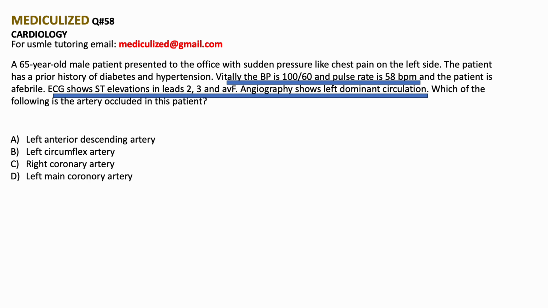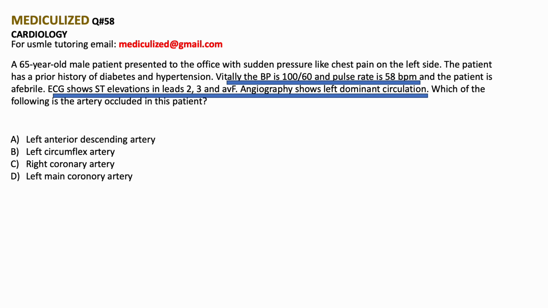The RCA is the wrong answer here, because we have angiography showing left dominant circulation, which means the artery supplying the PDA is the left circumflex artery. So remember, if it's left dominant circulation, the PDA is supplied by the left circumflex artery. If it is right dominant circulation, which is most common, the PDA is supplied by the right coronary artery. If you block the PDA, it's going to cause an inferior wall MI. This patient has an inferior wall MI. Here the answer is going to be B.